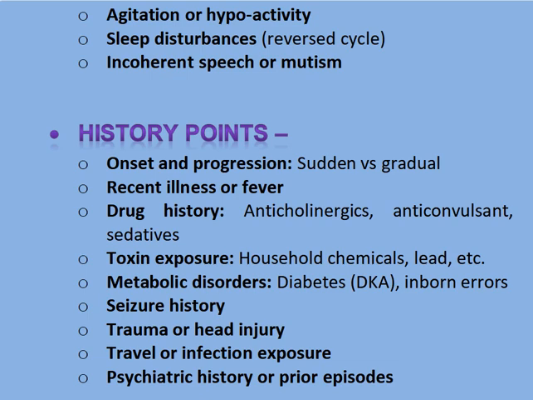So you have to ask in the history about the onset and progression, whether the acute confusional state was sudden or gradual. Is there any recent history of fever, and has the patient taken any anticholinergics, anticonvulsants or sedatives? Is there any toxin exposure such as household chemicals, lead, etc.? Is there any metabolic disorder like diabetes, DKA, inborn errors of metabolism? Is there seizure history in the family or the child? Is there any trauma or head injury? Is there any travel or infection exposure to the child? And is there previous psychiatric history or prior episodes?